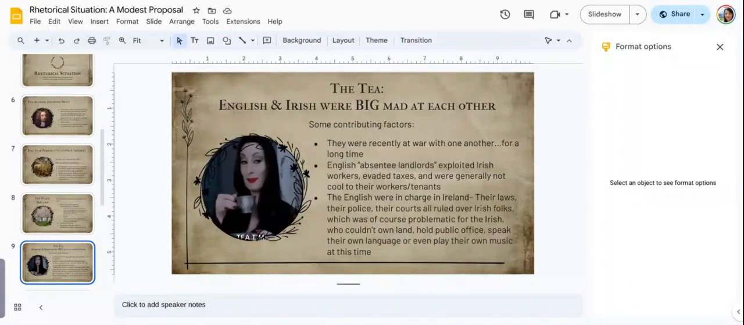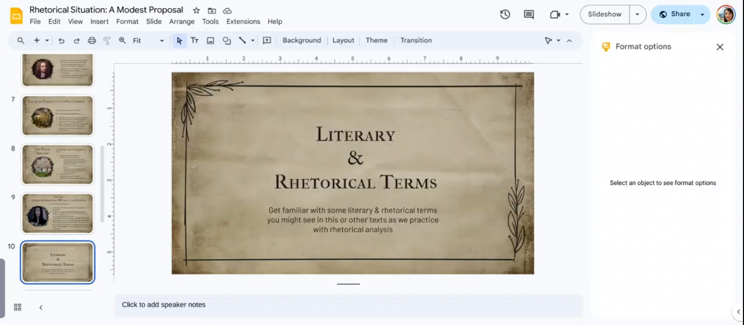So the English and Irish were really mad at each other, right, at this point in time. They had been at war for a long time. We had absentee landlords who exploited the Irish workers, evaded taxes, and were just generally really not cool to the people that they were in charge of. Also, the English were in charge in Ireland, so it would have been their laws, their police, their courts. Everything was kind of imposed on the Irish, and there was a lot of hate between these two groups. So, of course, it led to lots of fighting and strife, and it was a big problem. So keep that in mind.